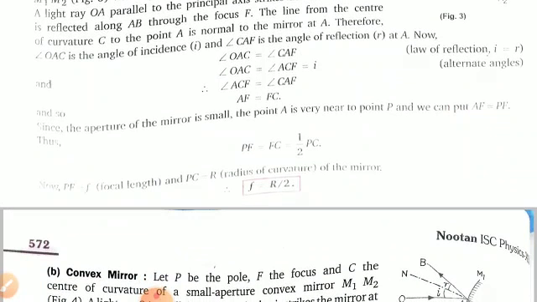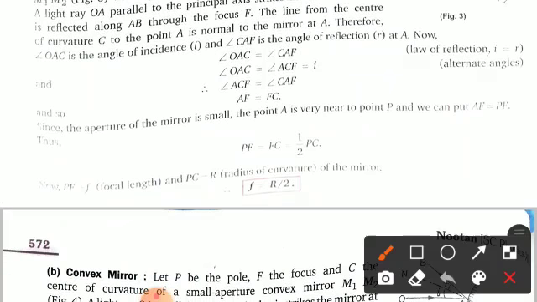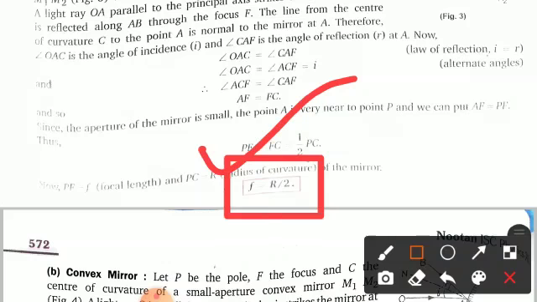So we put the value of PF equal to f and PC equal to R in this equation, and we get what? Here we get this relation, f is equal to R by 2. I hope you understand it. This is the thing we have to prove for the concave mirror. Now we will move to the same thing we have to prove for the convex mirror also. So we are moving to the convex mirror.